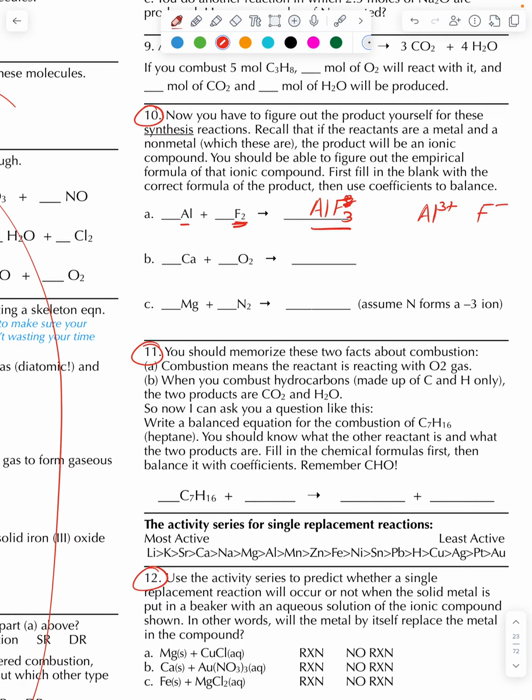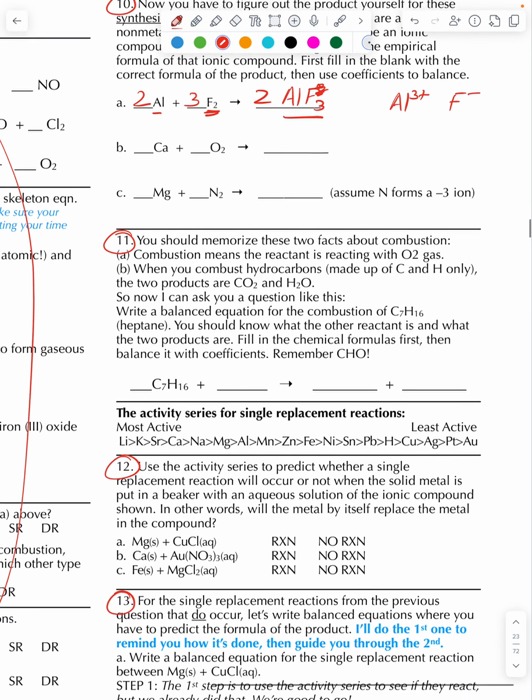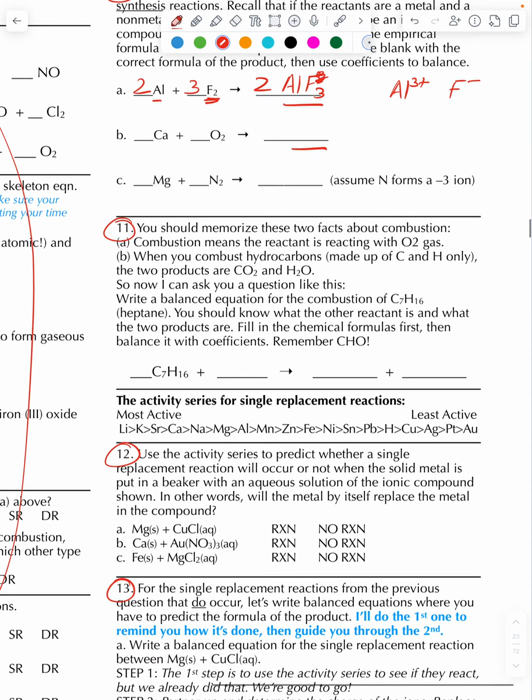So now we just need to balance it. The old even-odd trick. 3, 2, right? And then domino effect, put a 2 there. Okay, let's do a couple more. We're predicting the product first for this synthesis reaction. It's going to form an ionic compound between that metal and that nonmetal. So calcium likes to form 2 plus, oxygen likes to form 2 minus. So that's just going to be CaO, right? And then to balance it, we're going to need a 2 to get my oxygens balanced. And then we need a 2 here.